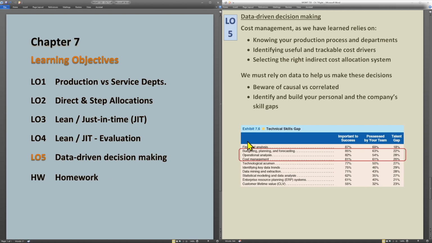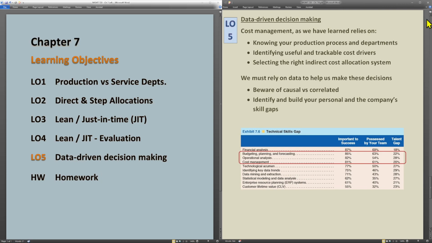The last learning objective we have here is learning objective 5. This is just, I guess, again, some knowledge phrasing in the bigger context. So we've been focused so much on all this data-driven decision making, meaning for managing our costs, we've learned to rely on, there's more things, but these are 3 things I can pull out just from this last couple of chapters.